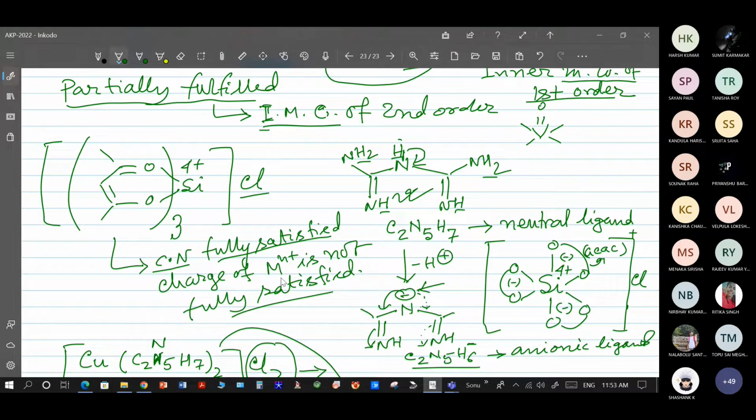The charge of the metal ion, Mn plus ion, here Mn plus ion means silicon, is not fully satisfied, but the coordination number is fully satisfied. So if either the coordination number or the charge is not fully satisfied, then it will be said to be a second order inner metallic complex. If both are fully satisfied, then it will be said to be a first order inner metallic complex. The third order inner metallic complex, you can say, is if you can generate the same ligand system after protonation, where one will be soluble in water and the other is not soluble in water, unlike the first order inner metallic complex. That will be said third order inner metallic complex. So these are the things.